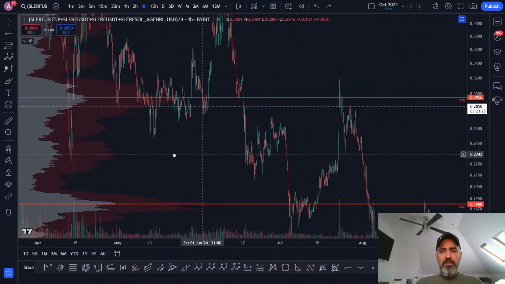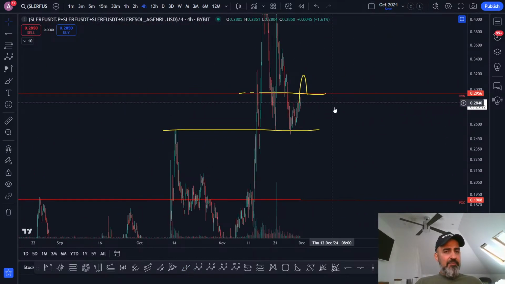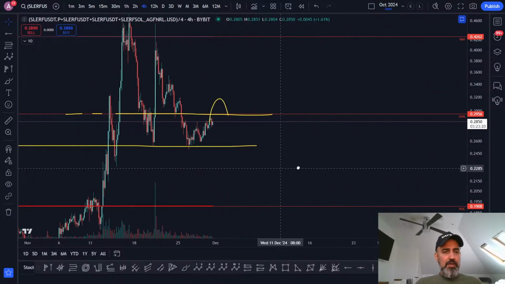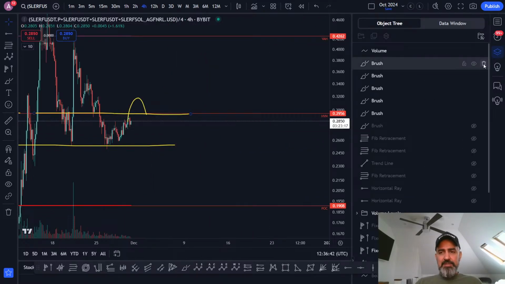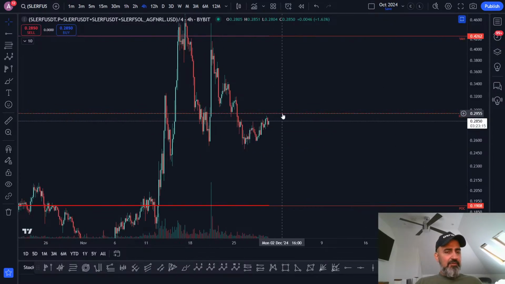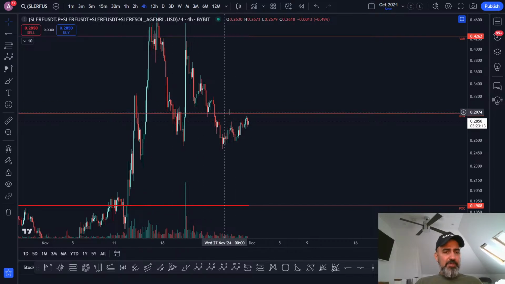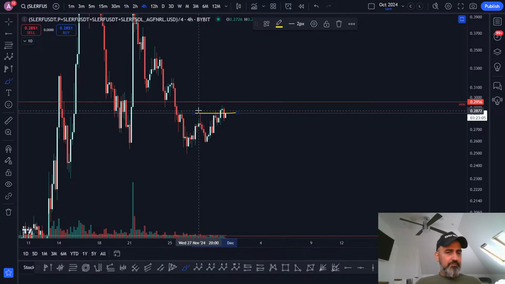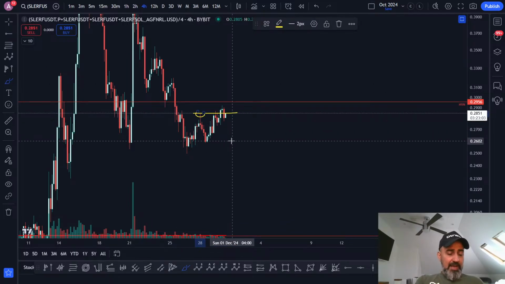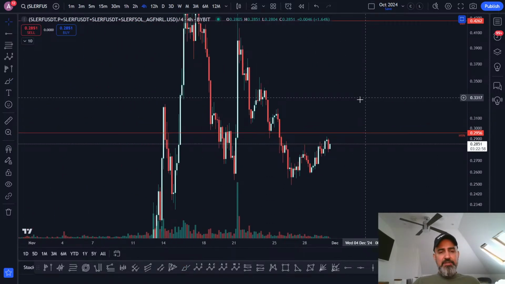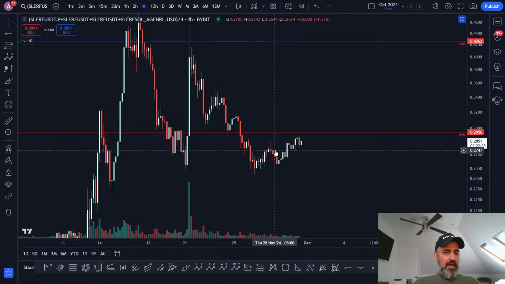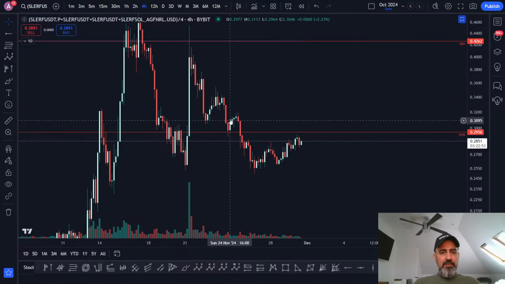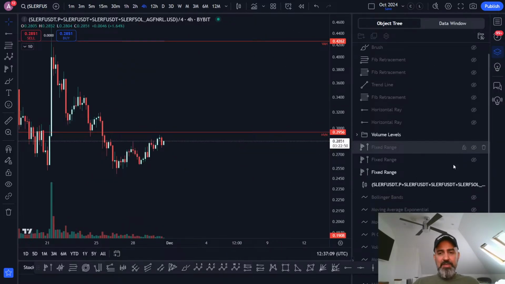Either way, whatever happens, I think this high volume node would need to be flipped into support, because at the moment we haven't tested it, but it's clearly some kind of SR flip in play here, and we just need to get right back above that. That would be a sign of strength. Okay, we're trying to get back above this pivot and failing this one. So I kind of think we're still in a corrective pattern. Just looking at it right now, it still feels corrective to me. I can't see impulsive price action here, so just bear that in mind.